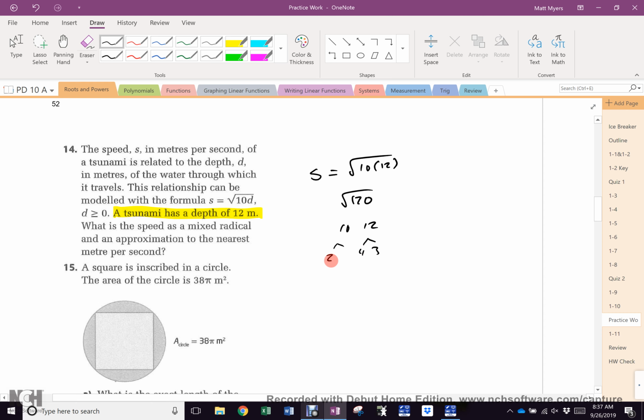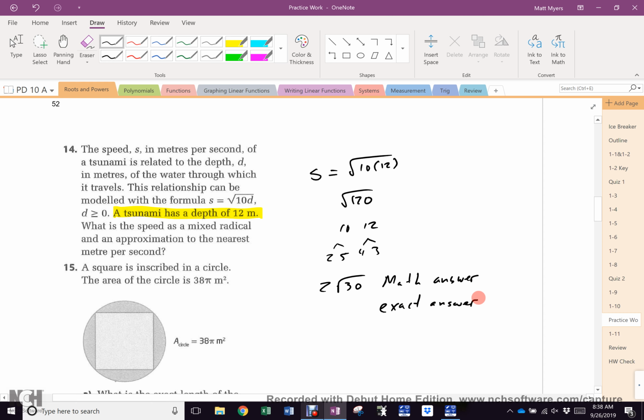4 and 3, 2 and 5. And I would stop there. Why? 4's got a square root, yeah? Any other pairs? So it's going to be 2 root 30, yes? That is your math class answer. And it is what we call an exact answer.